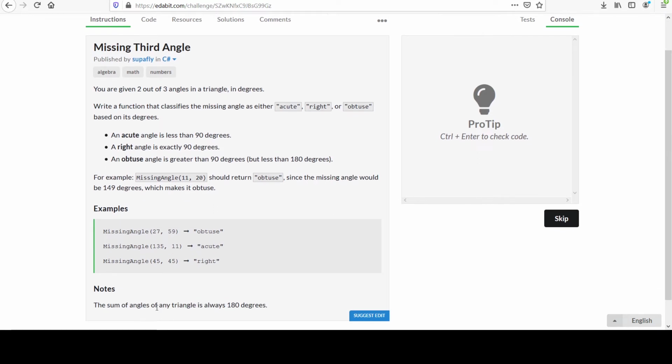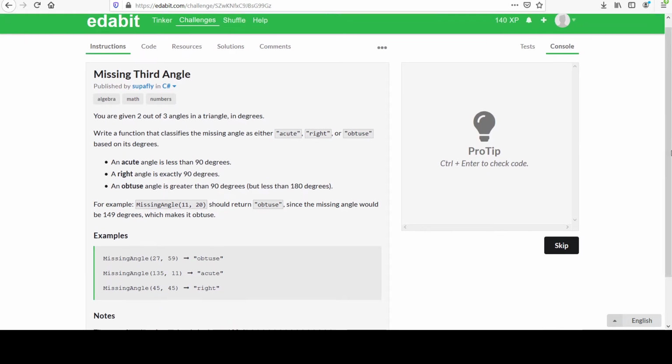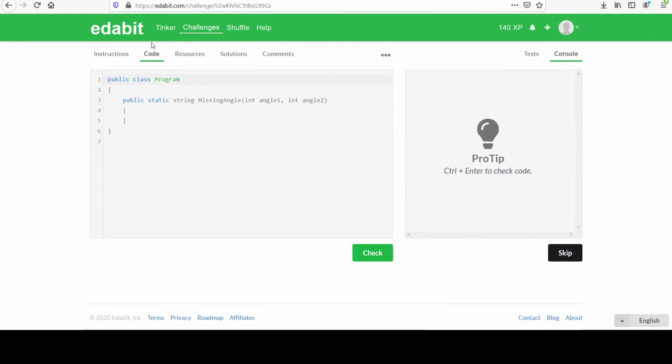Final note, the sum of the angles in a triangle is always 180 degrees, if you forgot that from geometry class. So let's get on with it. Now's your chance to pause, go figure it out, and come back and watch the solution.